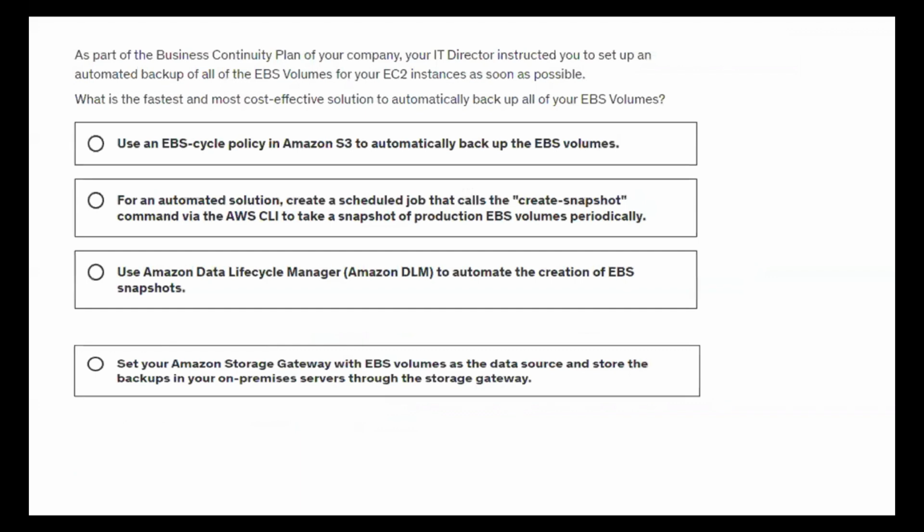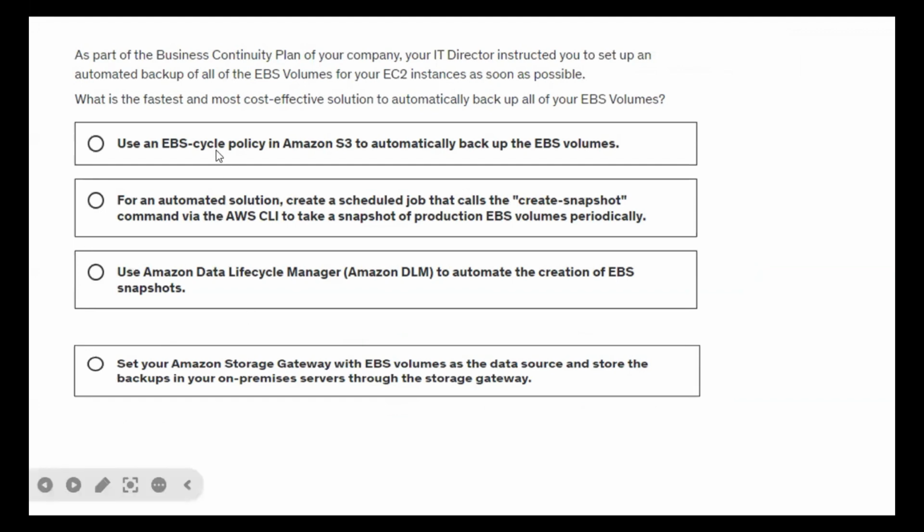So let's go to this question. As part of the business continuity plan, the IT director instructed you to set up an automatic backup of all the EBS volumes for your instances. So what is the fastest and most cost-effective solution to do it? So basically, in this case, I think we'll have to go for a managed service that will help in automating the creation of the EBS snapshots.